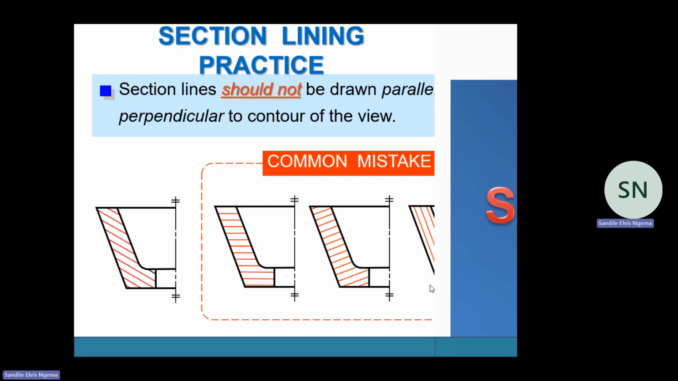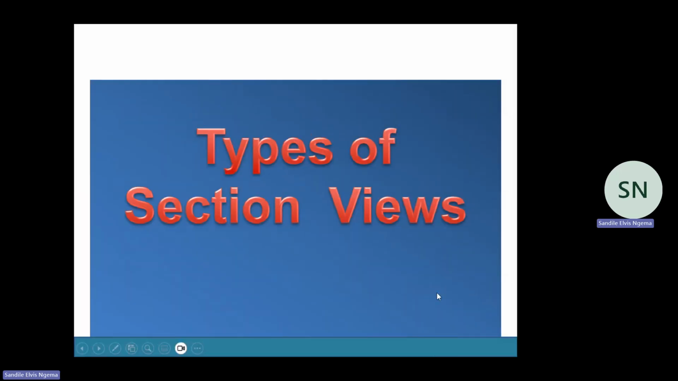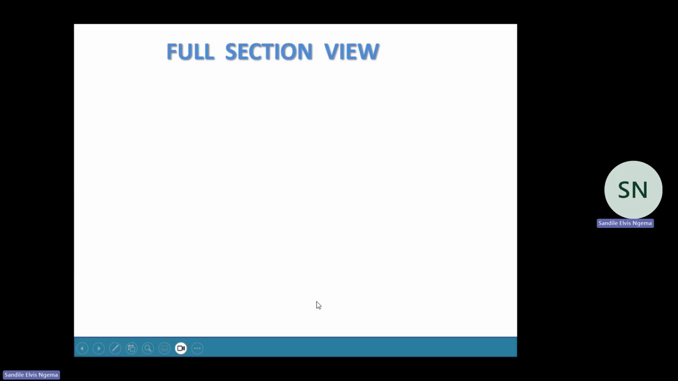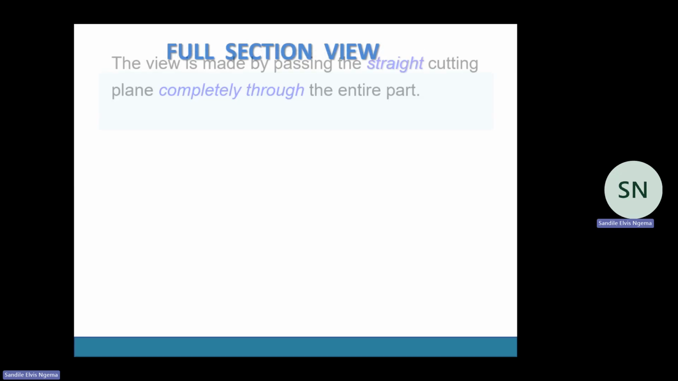Now let's look at the different types of section views that we have in mechanical drafting. We are going to start with the first one, which is the full section view. A full section view is particularly the same as the first drawing that I've shown on this slide. Now let us look at this block.